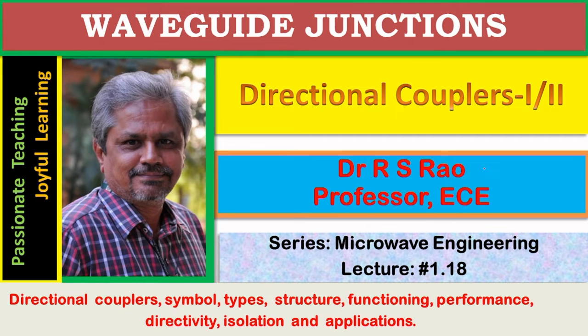There is one basic or fundamental difference between directional couplers and other microwave junctions like E plane T, H plane T, EH plane T. In T junctions, the power division is always half-half. The input power is divided into two equal halves. But in directional coupler, the division can be as per our requirement.